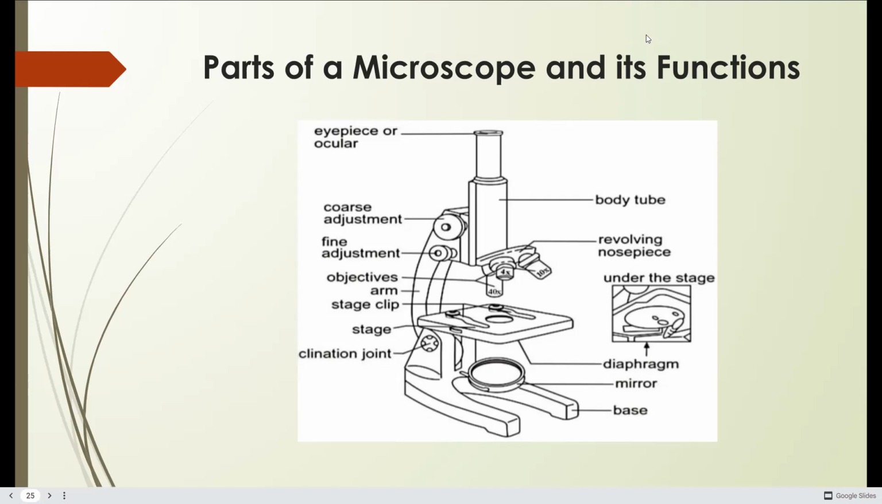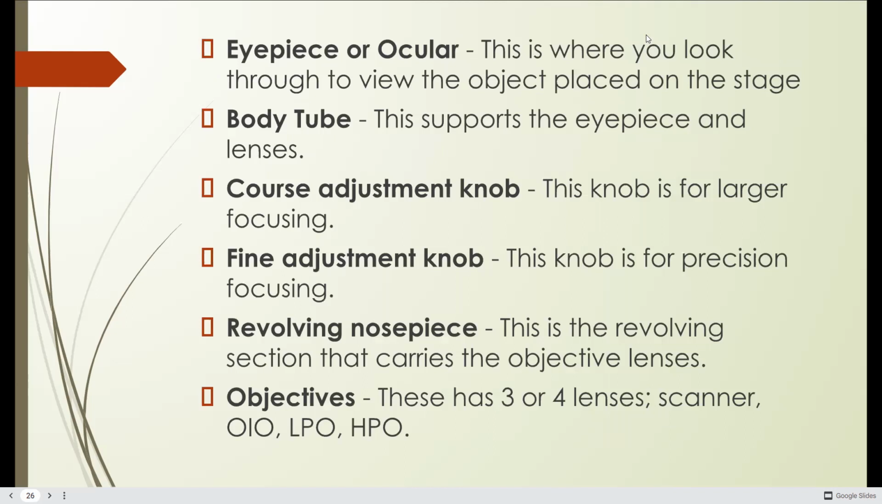Let's take a look at the different functions. Eyepiece, this is where you look to view the specimen on the stage. It could be monocular or binocular. The body tube supports the eyepiece and the lenses. Coarse adjustment knob, this is for larger focusing. Fine adjustment knob, this is for precision focusing.